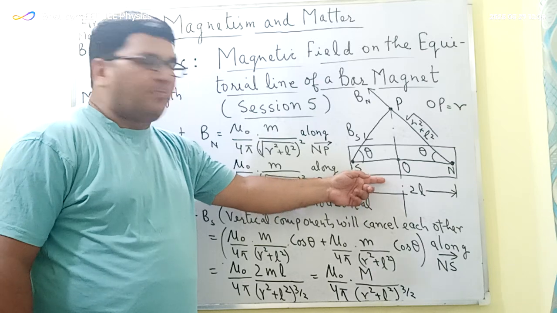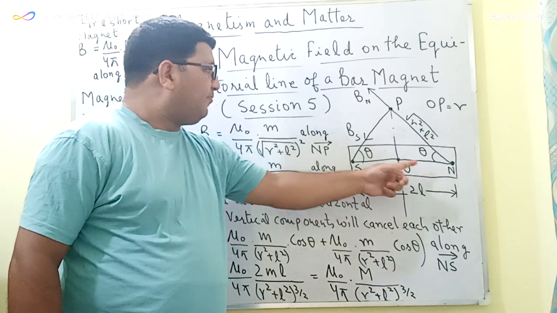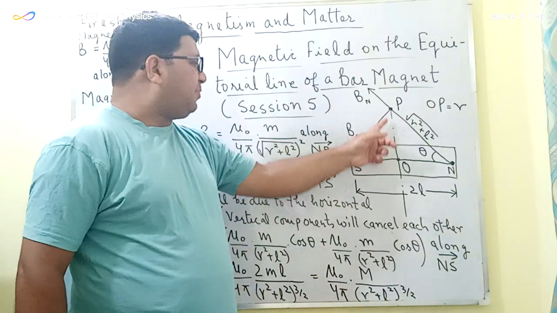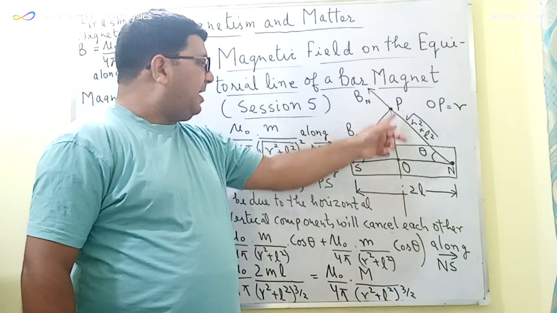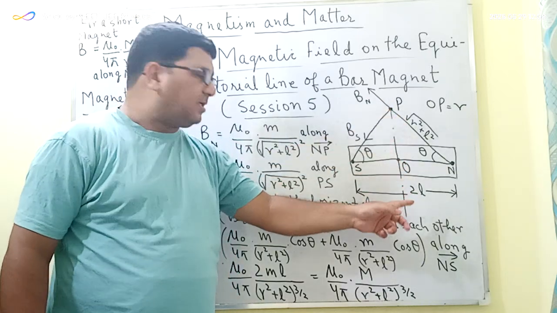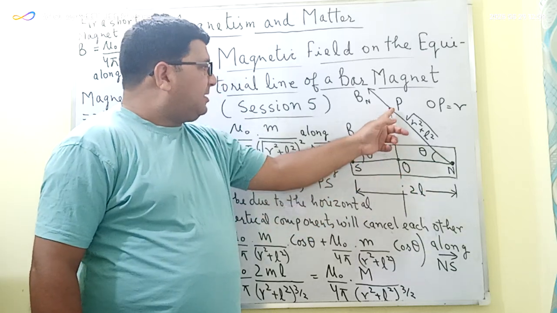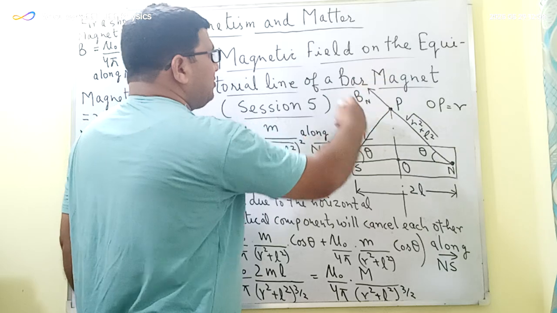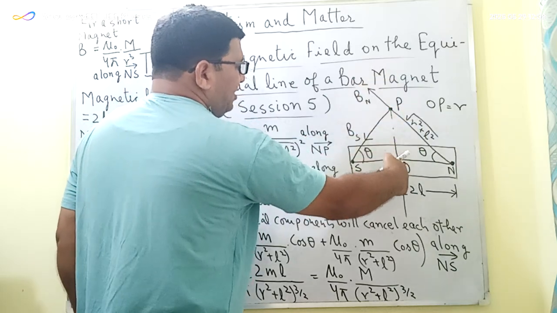So, this is a bar magnet, and this is the south pole of it, and this is the north pole. The equatorial line is the line which is perpendicular to the magnetic axis of this bar magnet and passes through the geometric center. So O is the geometric center of this bar magnet, and this is the point P, which is lying on the equatorial line, and this point P is at a distance of R from the geometric center.